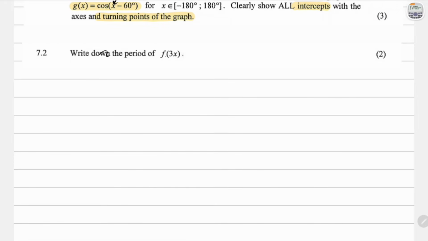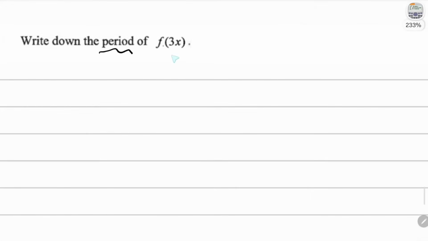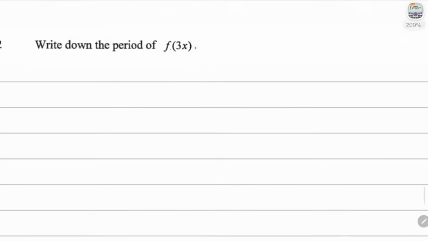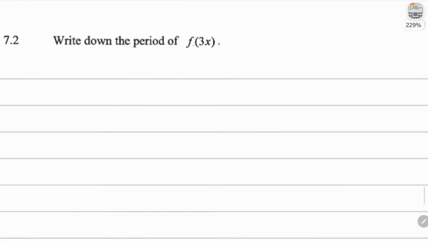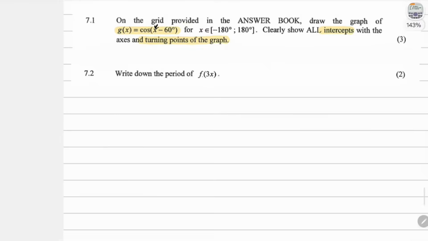Question 7.2 says, write down the period of f of 3x. So do you notice that this is normally supposed to say f of x, but they've replaced x with 3x. So it just means that in the equation of f, replace x with 3x. If we did that, then we have a 3 now in front of the x, which is going to affect the period. To find the new period, you can take the original period.